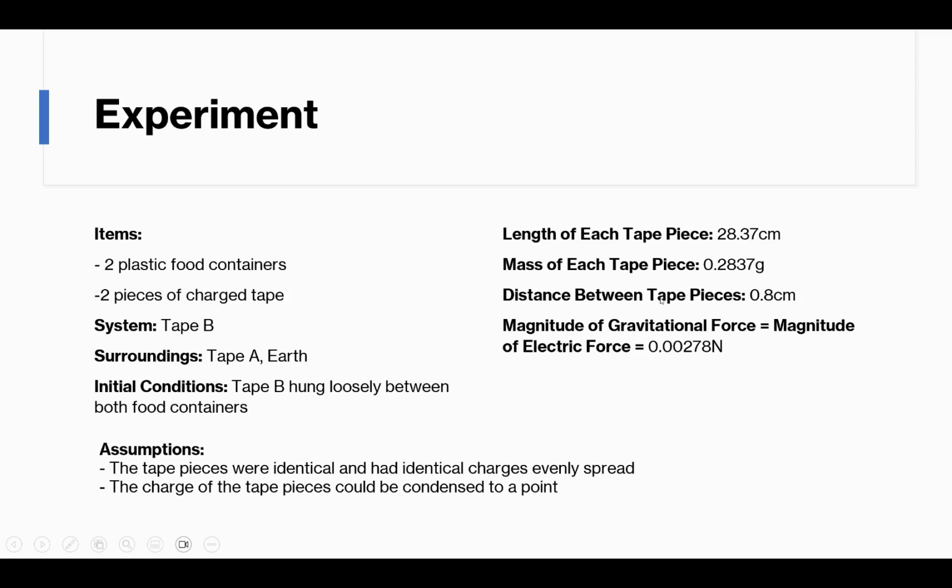The distance between the tape pieces when tape piece B started levitating was 0.8 centimeters, and the magnitude of the gravitational force had to equal the magnitude of the electric force on tape B, which was 0.00278 newtons. The main assumptions used were that the tape pieces were identical and had identical charges evenly spread across their surface, and that the charge of the tape pieces could be condensed to a point.